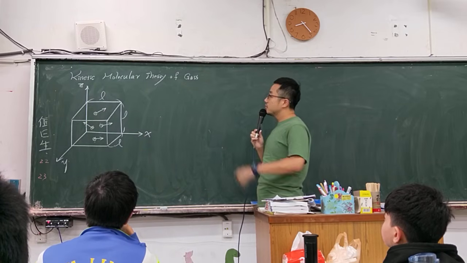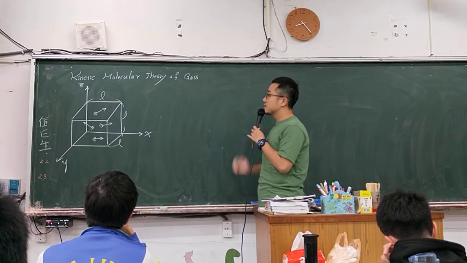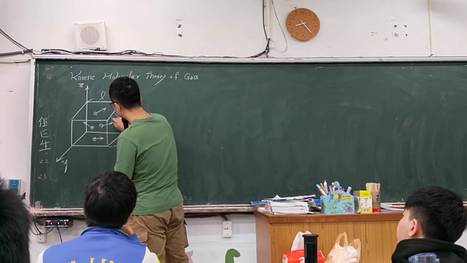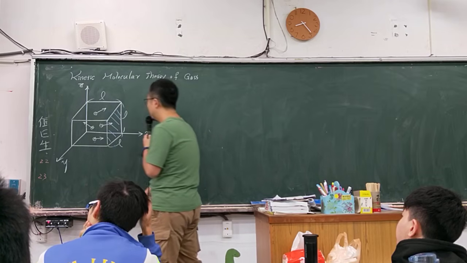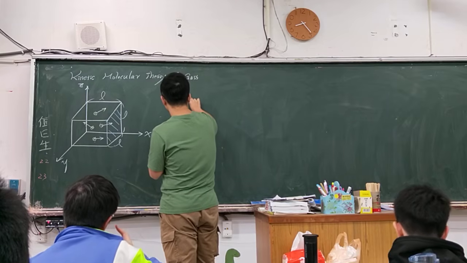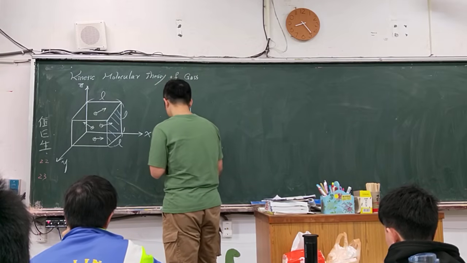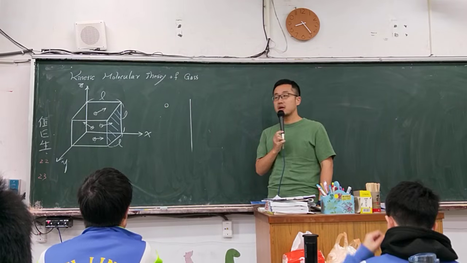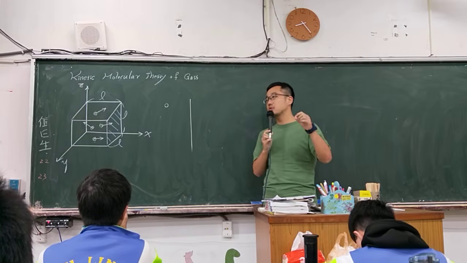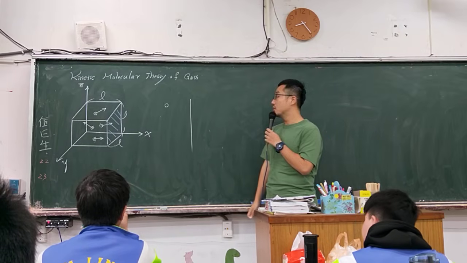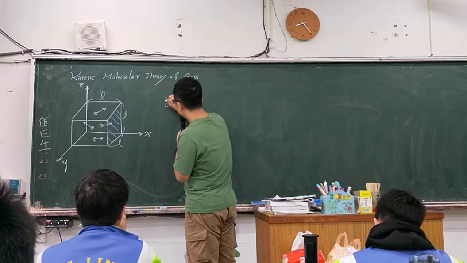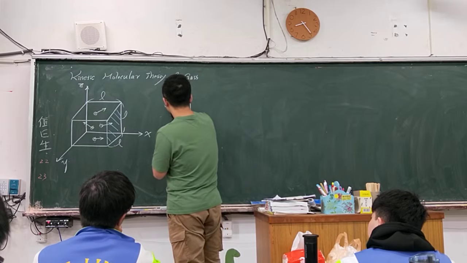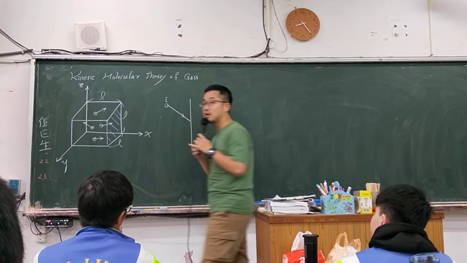Okay, now we want to specifically discuss the pressure on the wall on the right-hand side. Let me redraw it again. Because there are lots of molecules, I'll just number them as molecule 1, molecule 2, and molecule n. And I'll use a simple i to denote one of them. And now they are ready to strike the wall on the right-hand side of the container.